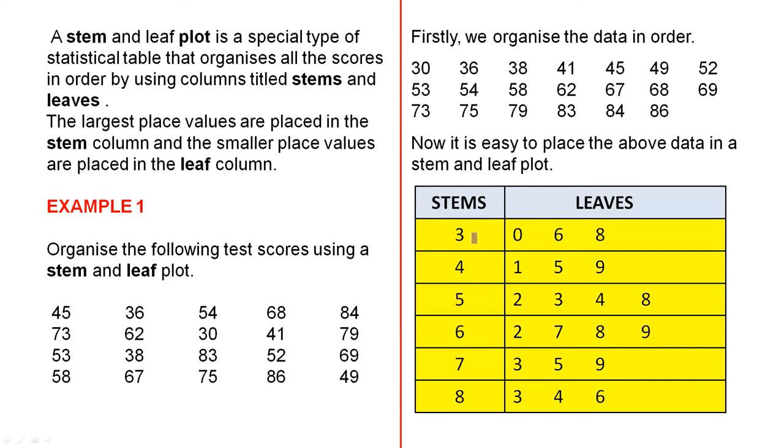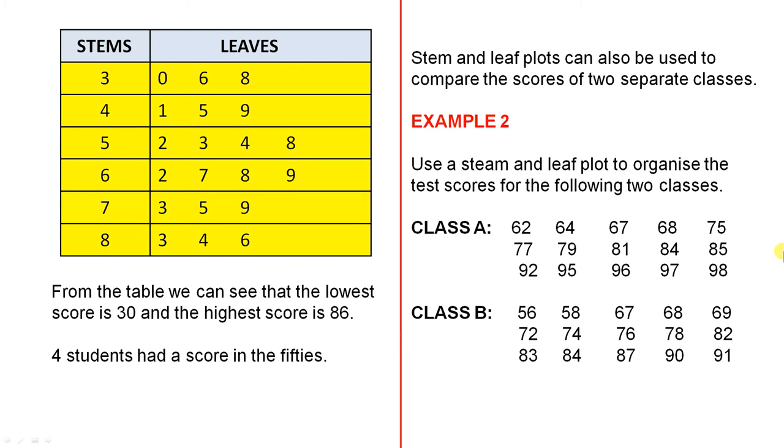So you have 30, 36, 38. Notice the next numbers are 41, 45, 49. And you keep going until all the numbers have been placed in the table. Now, I have repeated the table here because it just makes it easier for us to have a look at it. We don't have to go back to the previous slide.